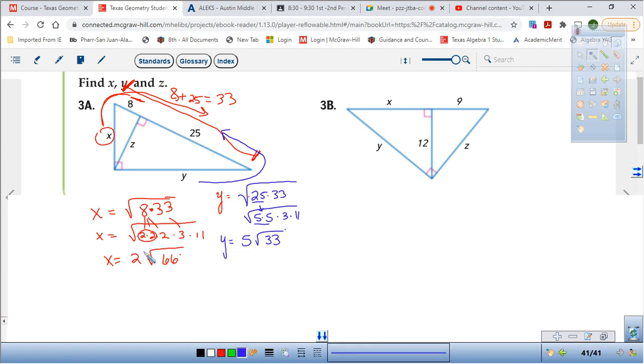Okay, try the next one, guys. I'll change it to green. Let's try Z. What in the world is Z here? Remember, Z's in the middle.